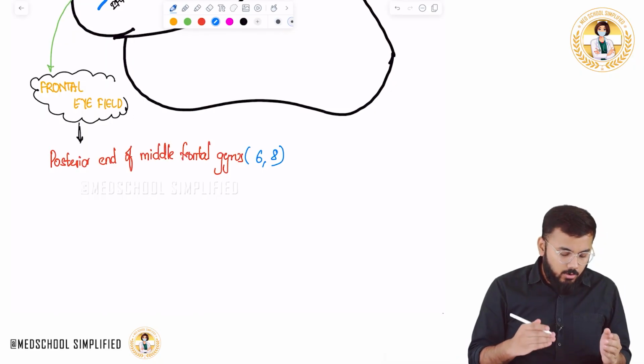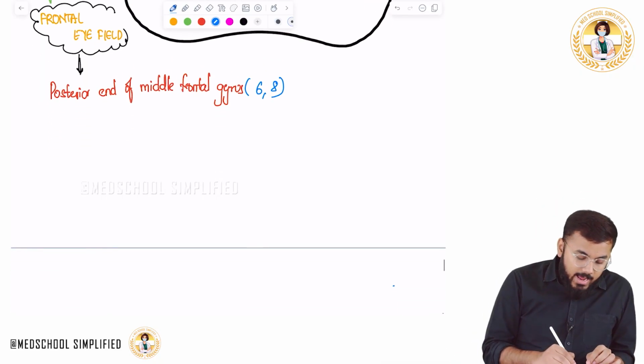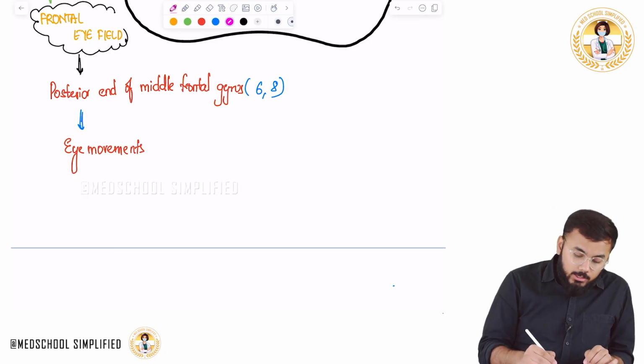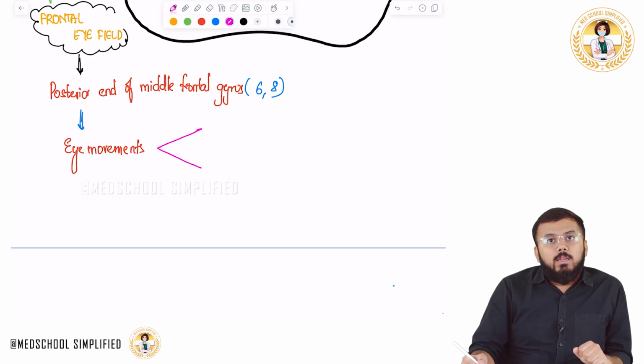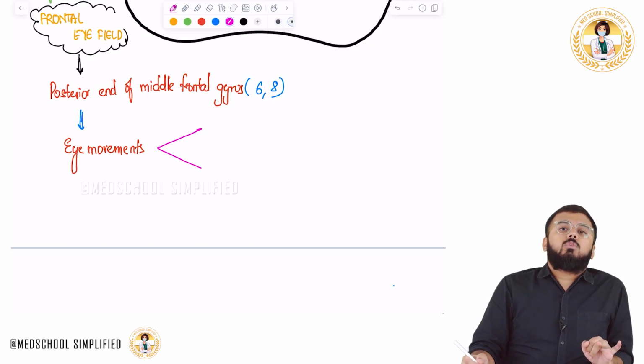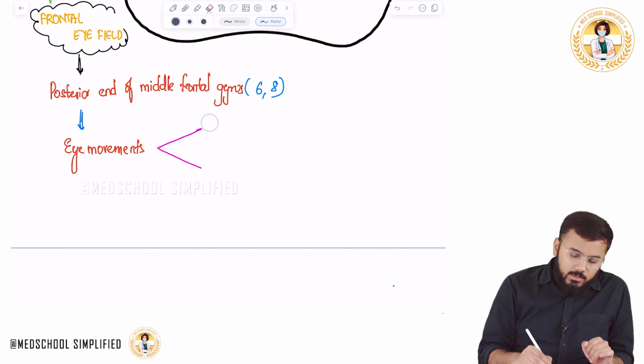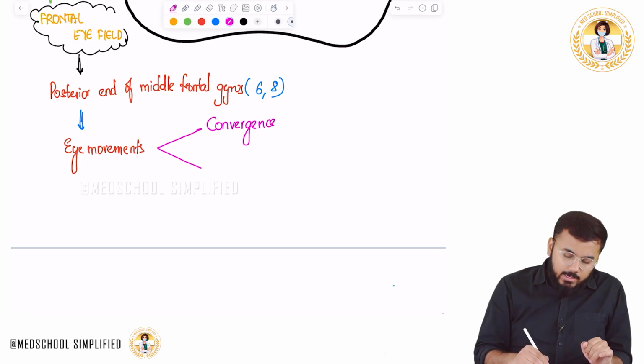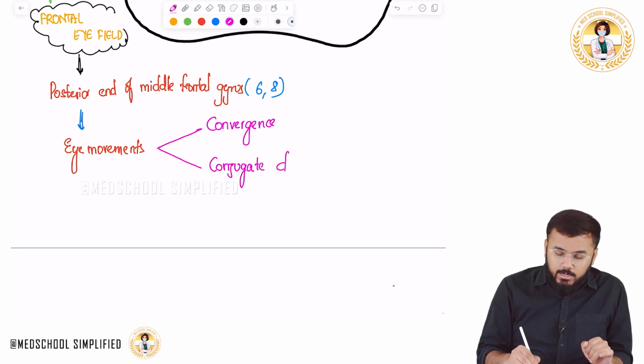So what is the function of this frontal eye field? Frontal eye field, eye in the sense it is responsible for your eye movements. It is responsible for your eye movements. So what are the two types of eye movements you know? One is called convergence, another one is called conjugate deviation of the eye.